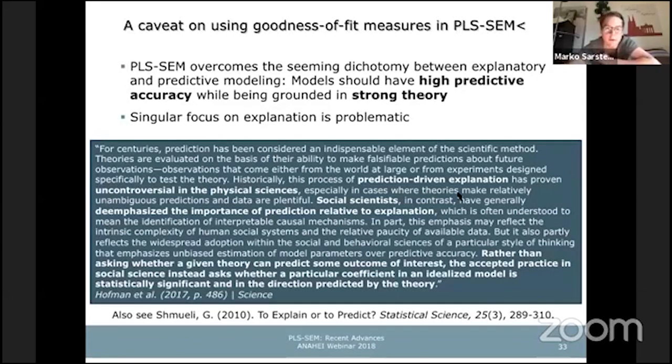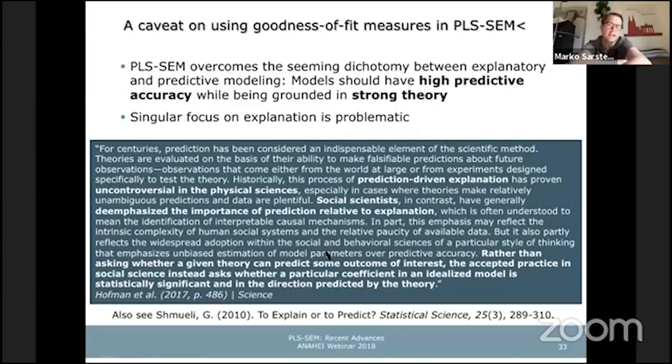If you look at this text down here, which I just copy-pasted into the slide and highlighted some things, you might have read it by now. This is a recent article by Hoffman and colleagues on prediction in social systems and science. They criticize our parental affection for explanation. And it's actually true. I fully concur with this.